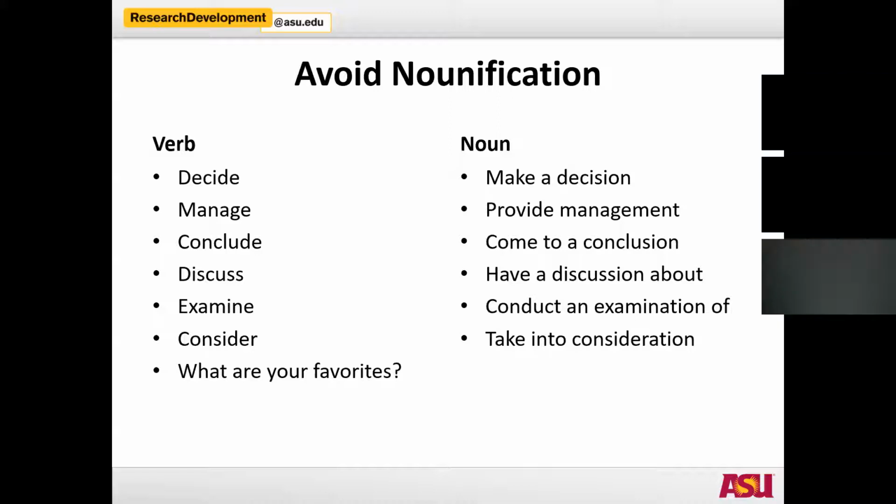So you can see it. You'll see this in people's proposals. If you're thinking about using one of those, think about using the verb instead. Okay? People do it because it sort of sounds more technical, but it just makes it confusing.